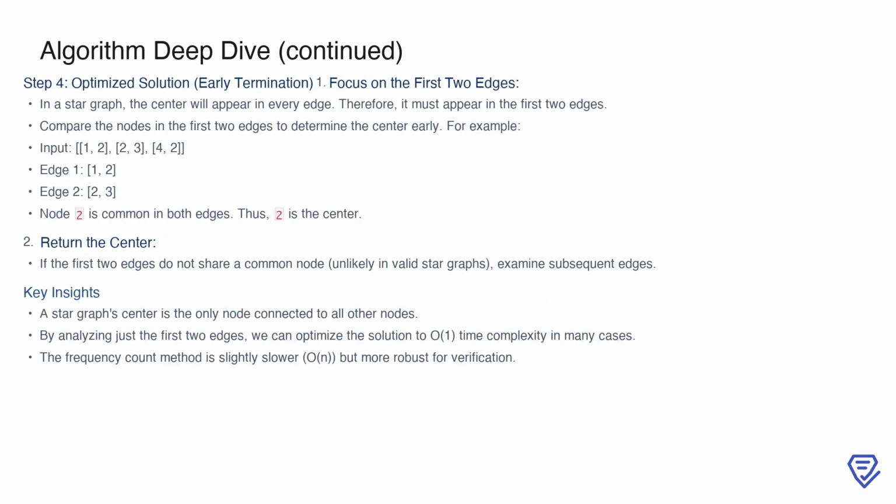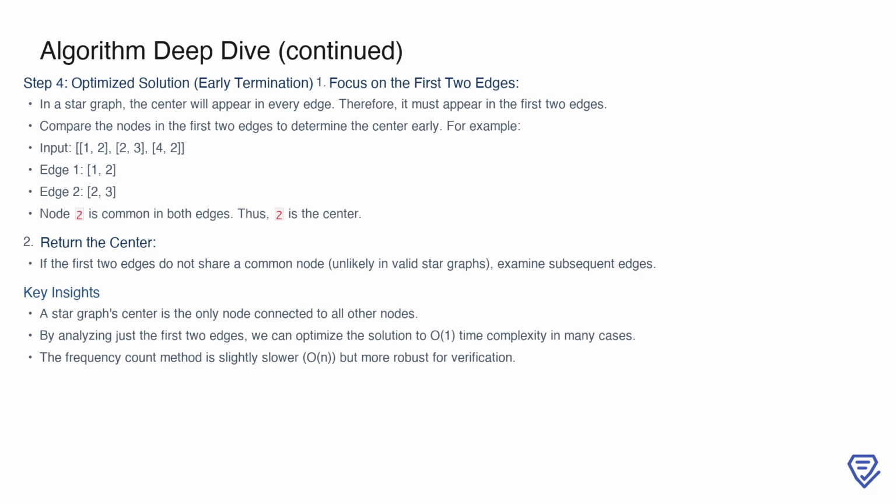An optimized solution takes advantage of the fact that the center of a star graph must appear in every edge. Instead of counting frequencies for all nodes, we can focus on just the first two edges to determine the center. For example, if the input is [1,2], [2,3], [4,2], we examine the first edge, [1,2], and the second edge, [2,3]. From these two edges, we see that node 2 is common. Since the center is guaranteed to appear in every edge, this early comparison is sufficient to identify the center.